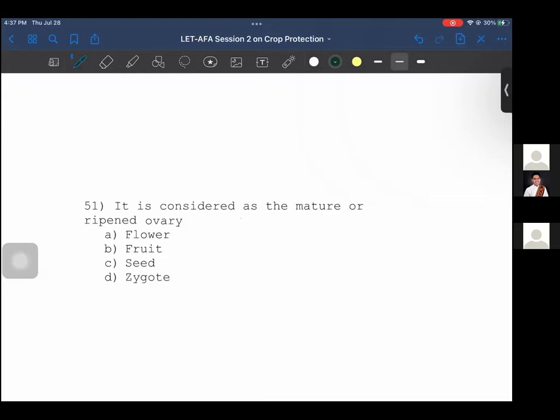Ayan, so let's continue. Okay, so number 51, it is considered as the mature or ripened ovary. So this might sound grandiose, pero ano lang to? Ang answer dito is fruit. Yeah. Context clue, mature, ripened ovary, ripened. Alin lang dito yung nararipe, which is fruit. Okay.